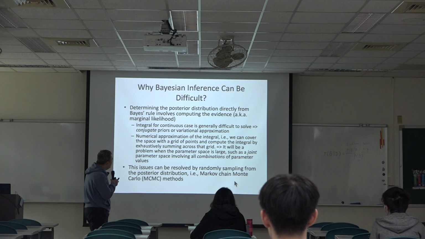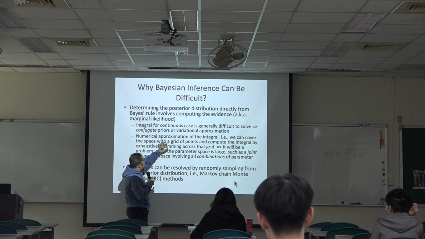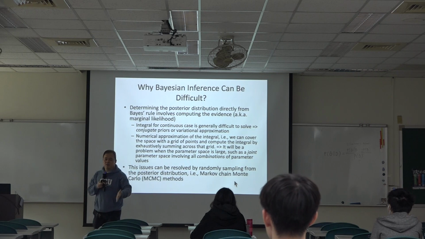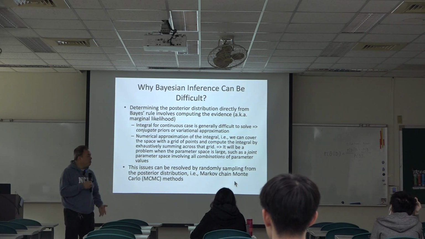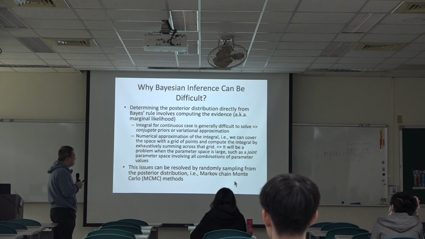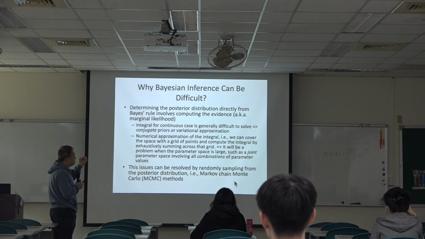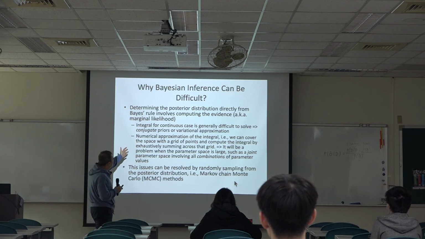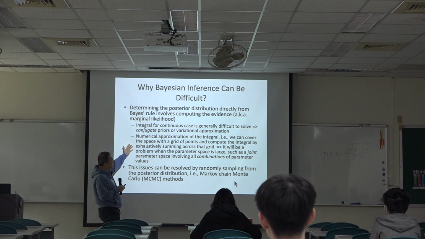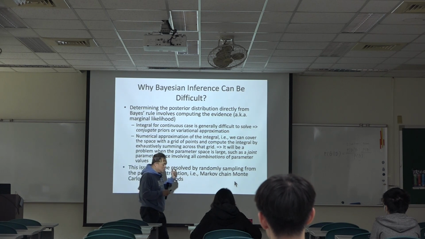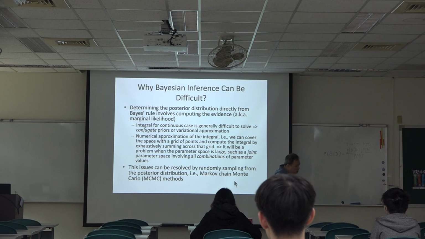We already talked about numerical approximation, right? Basically, we use grid points to approximate this integral. We cover the space with a grid of points and compute the integral by summing across the points in the grid. This can be done, and I have shown you examples. But it will be a problem when the parameter space is large, especially when the dimension is high, which is usually the case.